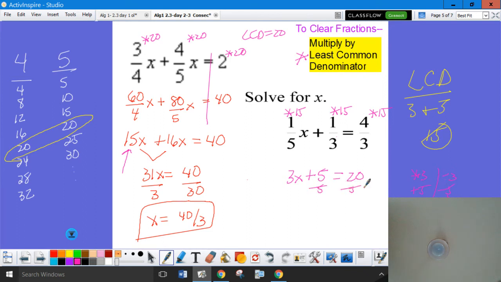I know that's 3x plus 5, so minus 5, divide by 3. So minus 5. 3x equals 15. Divide by 3, and x is going to equal 5. So that wasn't so bad. You can see that the process is really about multiplying by the common denominator and then dividing by the denominator, and then they're gone. So it's really simple.